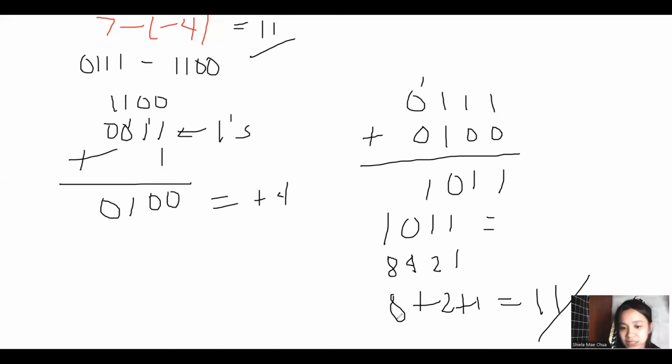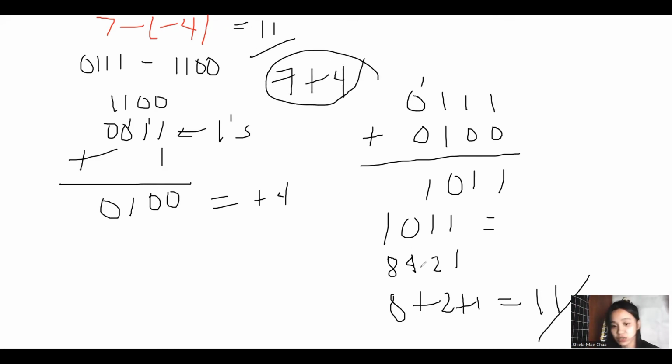Basically, this is not -11 because 7 minus -4 is equal to 7 plus 4, which is binary addition. We do not change this into -8. Basically, it's 8 plus 2 plus 1, which is 11. And this is also 11. So we have the correct answer.